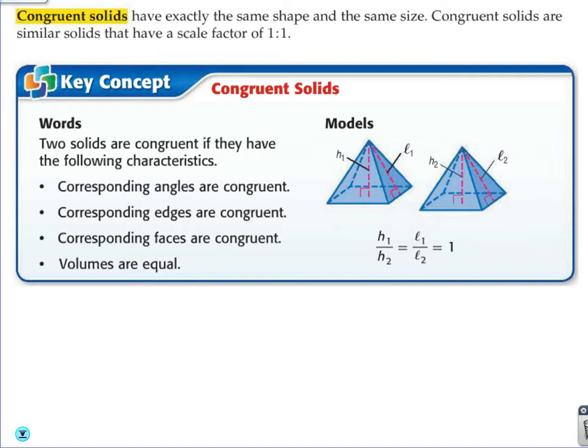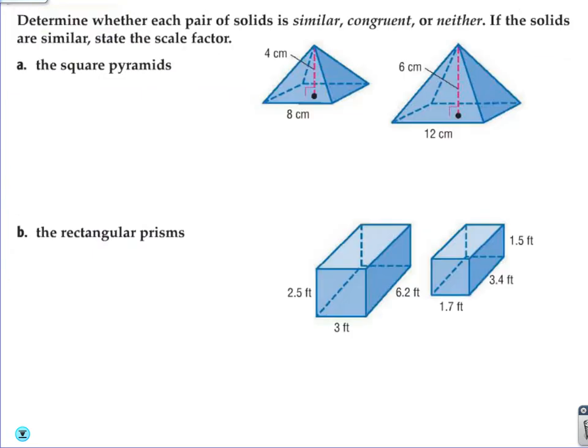Congruent solids. Now, if it's congruent, they have the same ratio, but that ratio is going to equal 1. If two shapes are congruent, they're going to have a scale factor of 1. The heights will be the same, the slant heights will be the same, the bases will have the same lengths, everything will have a scale factor of 1.